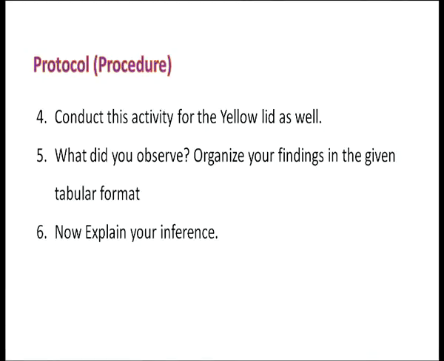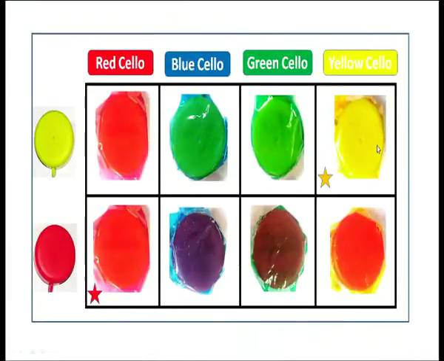So what did you observe? Organize your findings in the given tabular format. Now explain your inference. I'm making use of a predict, observe, explain strategy. Students do this activity and organize their findings in the tabular format this way. You have the yellow lid, you have the red lid, and these are the different cellophane papers wrapped around the lids. What do you observe here? You will see that the yellow lid appears yellow when it is wrapped in a yellow cellophane paper.